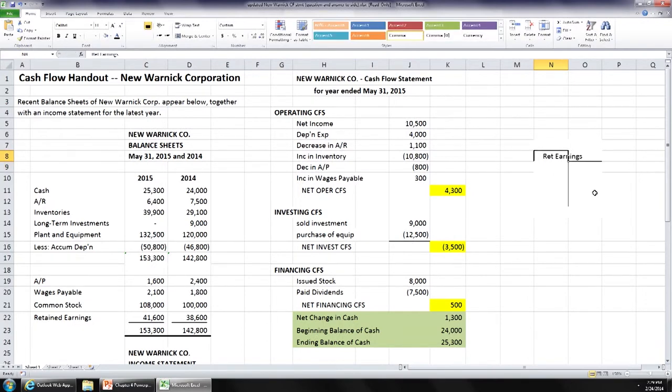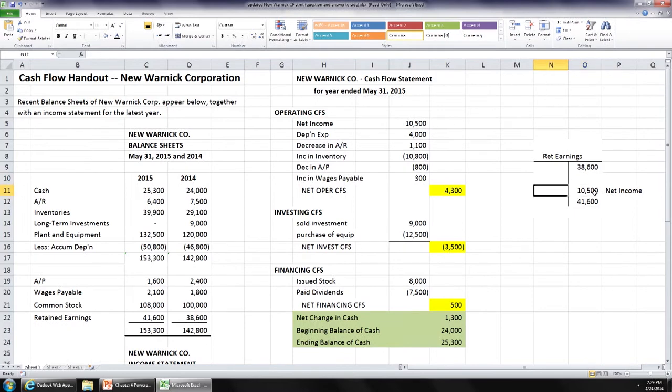Okay, retained earnings is a credit balance account. What was the beginning balance? 38,600. The ending balance is 41,600. Okay. Do we know what the net income amount was? Yeah, we know it was what? 10,500? Correct? Yeah. So that would credit or increase retained earnings, right?